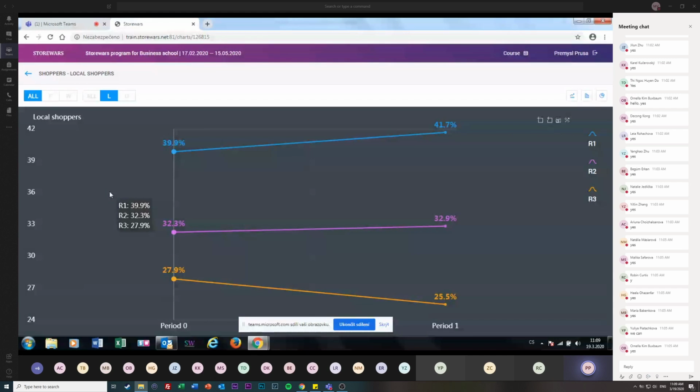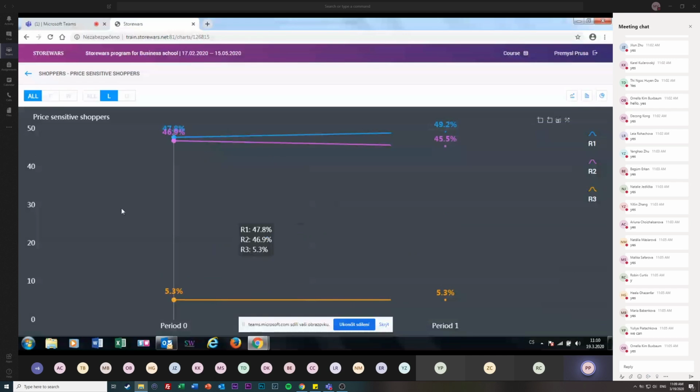But now we will see the price sensitive shoppers, which is basically the most important category of segment. That's the most important segment. And here, retailer 1 is having more by 4 percentage points. So that's quite a difference. And finally, we can already guess that retailer 1 is going to have more shoppers in total. Even so, let's see. And now we see all shoppers.